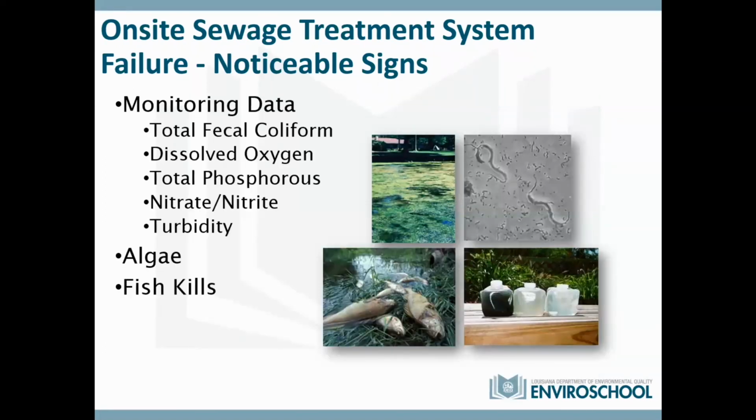You can also find out if there's a failure through the monitoring data. You'll have an increase in total fecal coliform. Your dissolved oxygen will get all messed up. Total phosphorus, nitrate, nitrites, turbidity, all these are things we can sample for to check for it. Again, you'll see a lot of algae because of the nutrient loading. And then when that dissolved oxygen goes down, or if there's anything toxic, you'll start seeing fish kills. So these are all ways of seeing if there are failures.